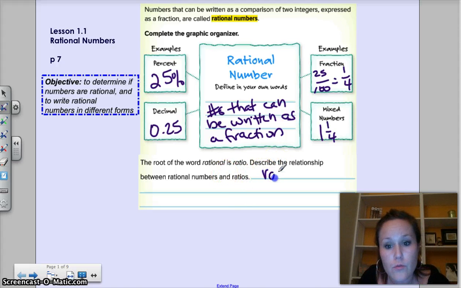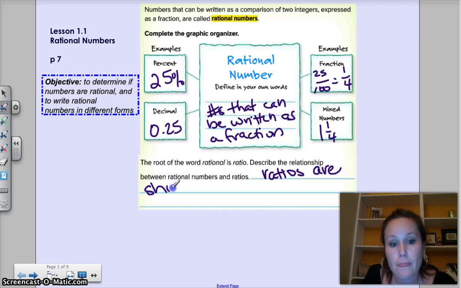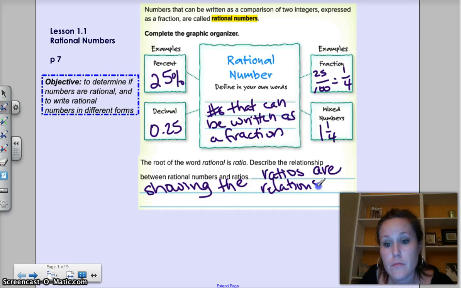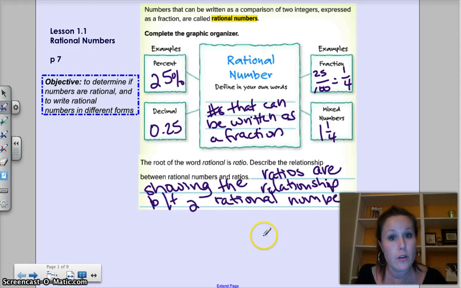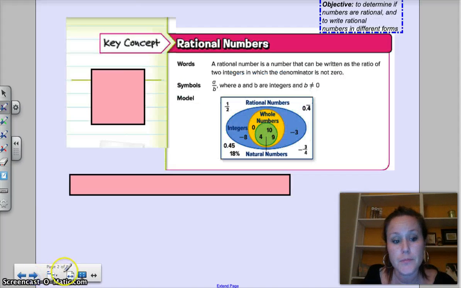So ratios are showing, it's going to take forever, the relationship between, BT means between, two rational numbers. Okay? If we're watching this at home, you can go ahead and pause if you need some more time to write that. If not, I'm going to go ahead and move on.